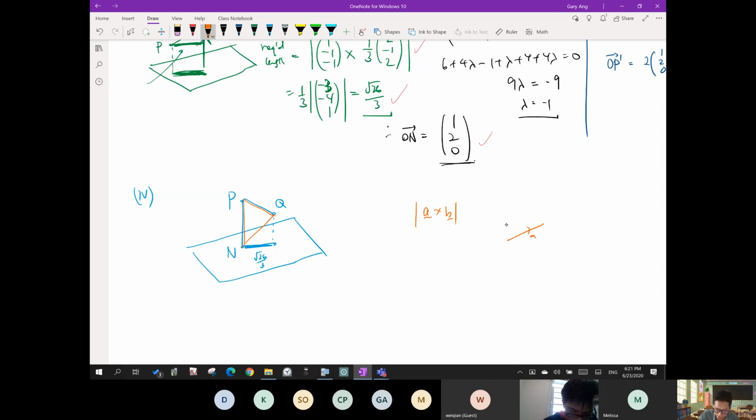Means if I got one vector A, another vector B, this parallelogram will have the area of A cross B. Okay, so every time you have an area question, you will think of this formula.